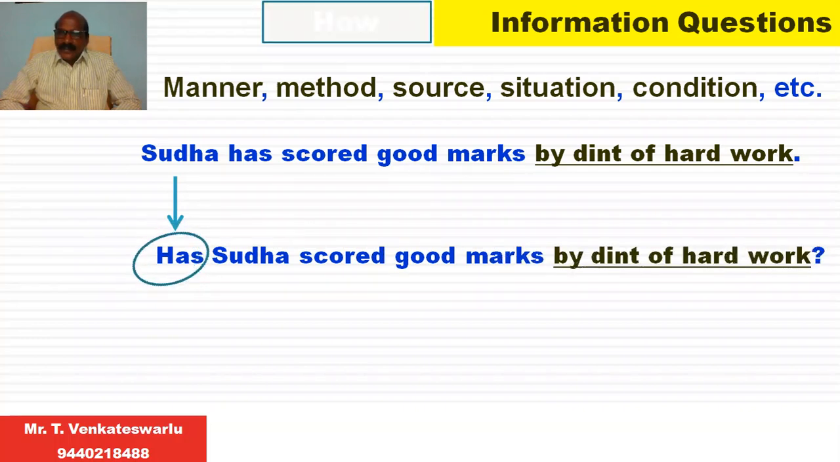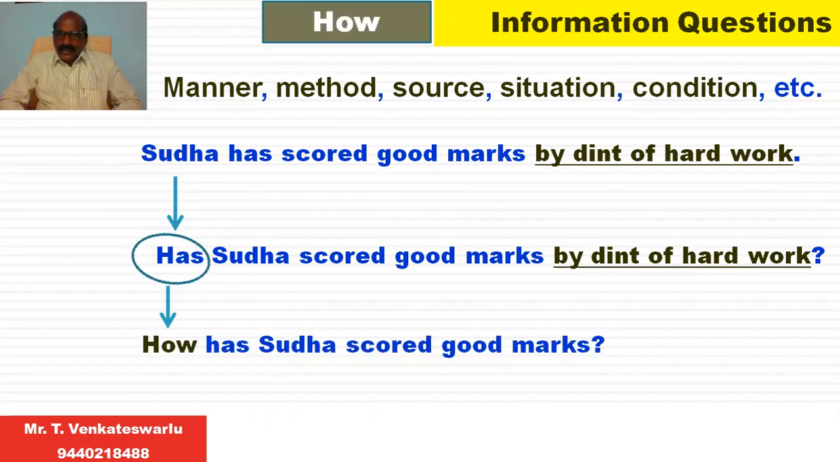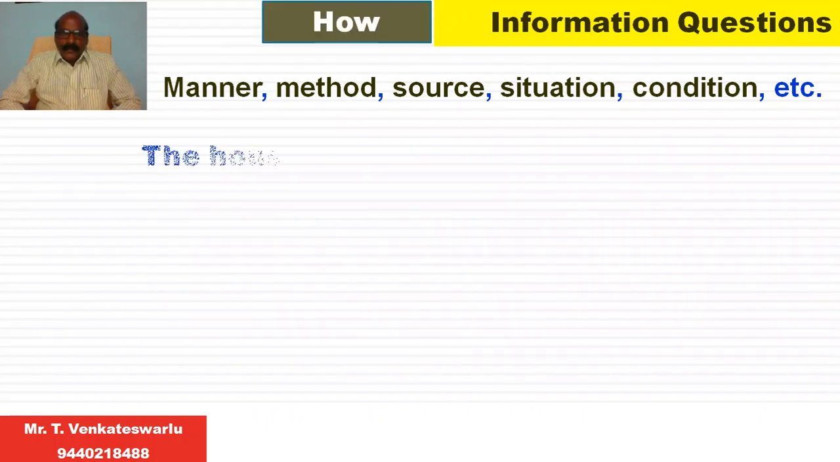This is the yes or no type question. And the underlined part refers to some method. As it refers to some method, we have to begin the question with how. How has Sudha scored good marks? And delete the underlined part.